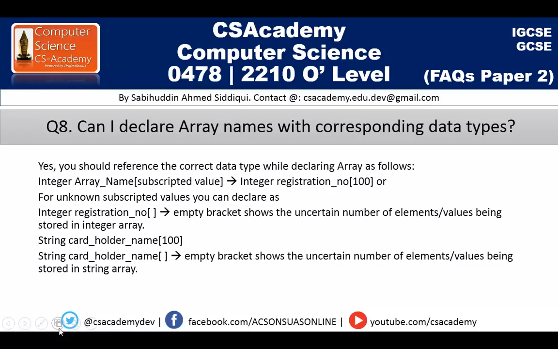So integer registration number, over here you can see 100. That means I have used the predefined value, that is 100. Or for unknown subscripted values you can declare integer registration number with empty square brackets. That represents that the number of array elements is uncertain, that means you do not know the length of the array, so you can just keep this empty, right? It holds the number of elements or values being stored in the integer array.